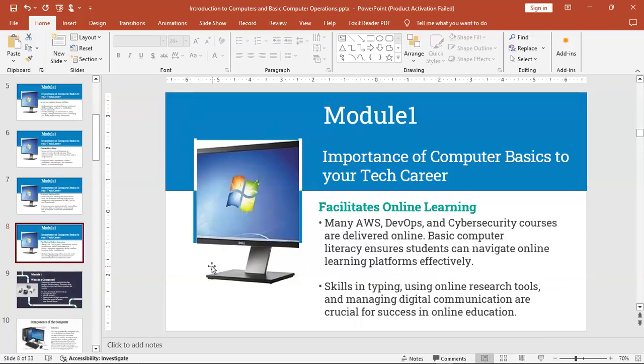Facilitate online learning. Many AWS DevOps cybersecurity courses are delivered online. Basic computer literacy ensures students can navigate online learning platforms effectively.